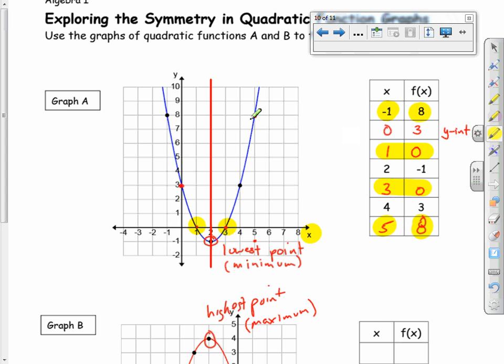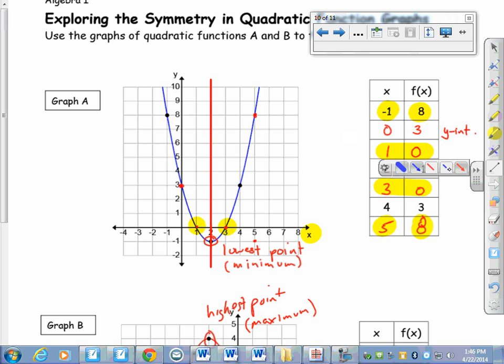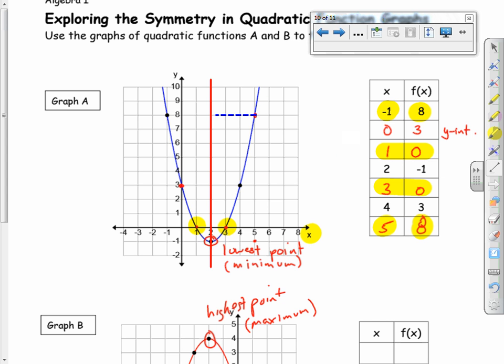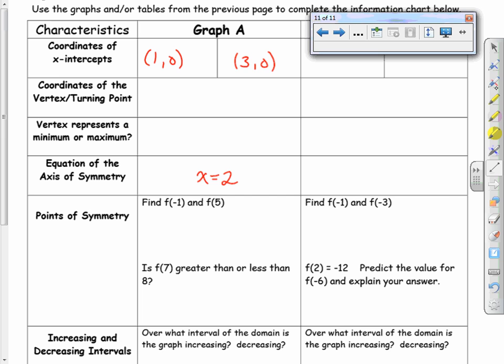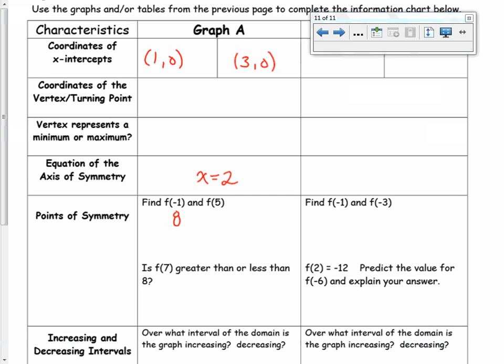So notice these are points of symmetry. 5, comma 8 is 3 units from the axis of symmetry, and negative 1, comma 8 is also 3 units away. They share that distance away. They're actually reflections of one another. So our points of symmetry here, f of negative 1 is 8, and f of 5 is also 8.